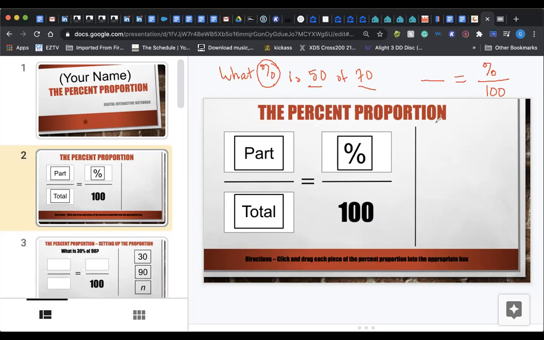But what do I have as my total? What is my total? 70. So then my 70 goes down here and my 50 goes up here, okay? And then to find that percent, I would cross multiply, right, and do what we just did before, okay?